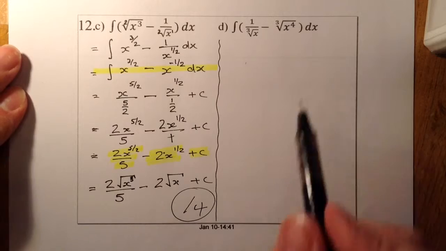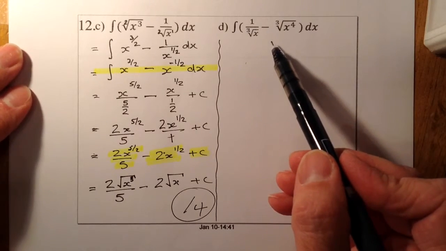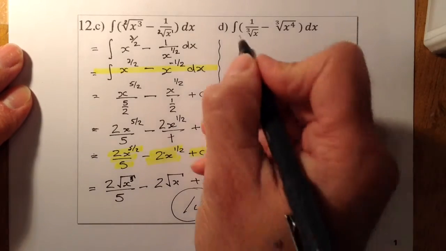Let's look at part D. Okay, and I'm going to just do the same type of thing again. I'm going to have to prepare it in some way to make sure that I don't have any x's on the bottom and no root signs present. So I'm going to go through that and try and do that.